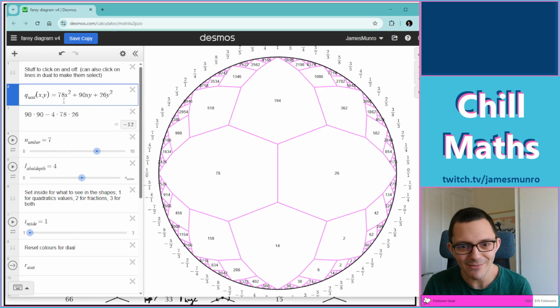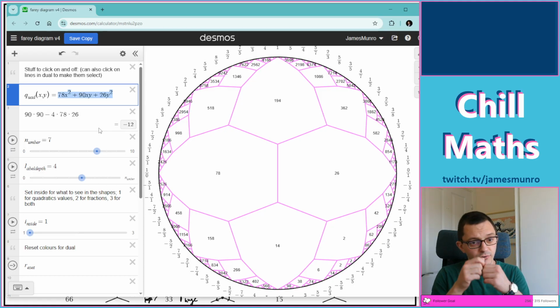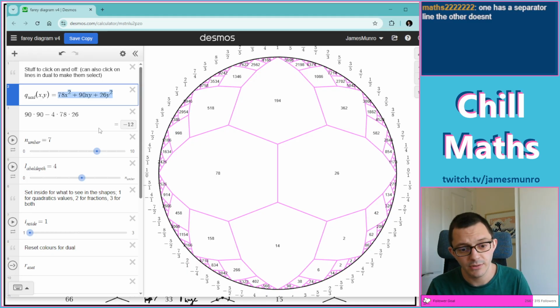Once you've categorised them, you get facts like this. This quadratic form, which can take lots of different values, has a minimum of either 1 or 2 across all pairs x, y of integers.